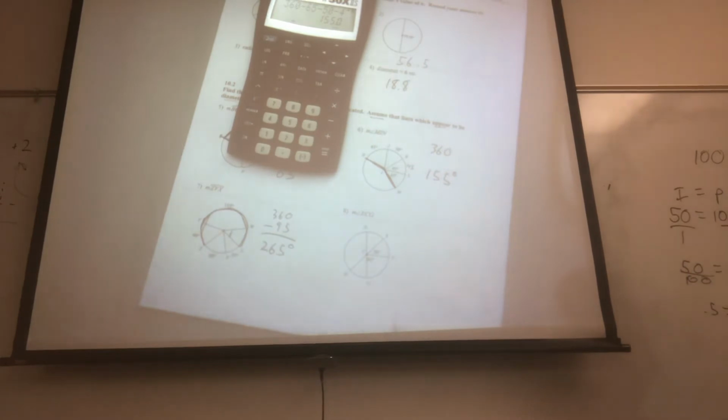The measure of angle ECG. This one's one of the easier ones on this page because it's just right here. And it's just going to be 50 plus 82. That's 132.